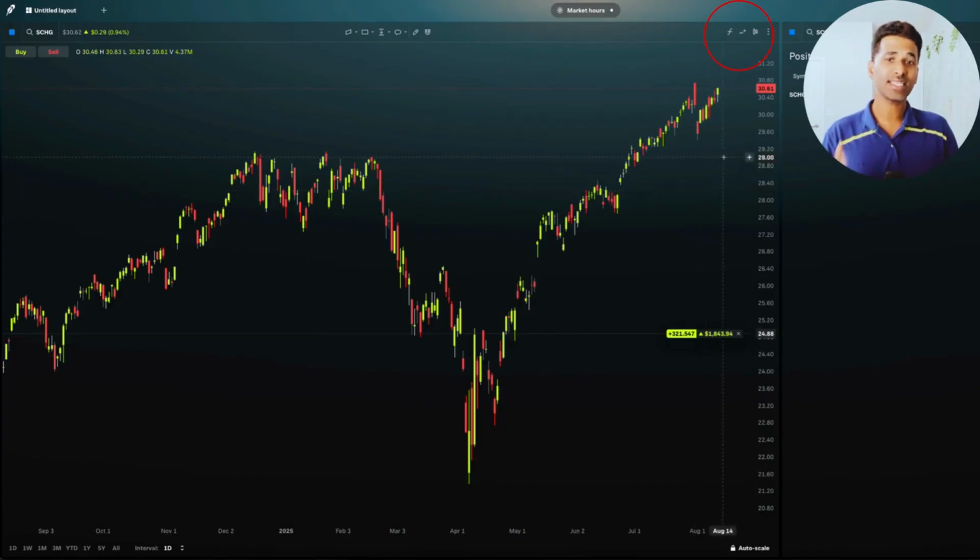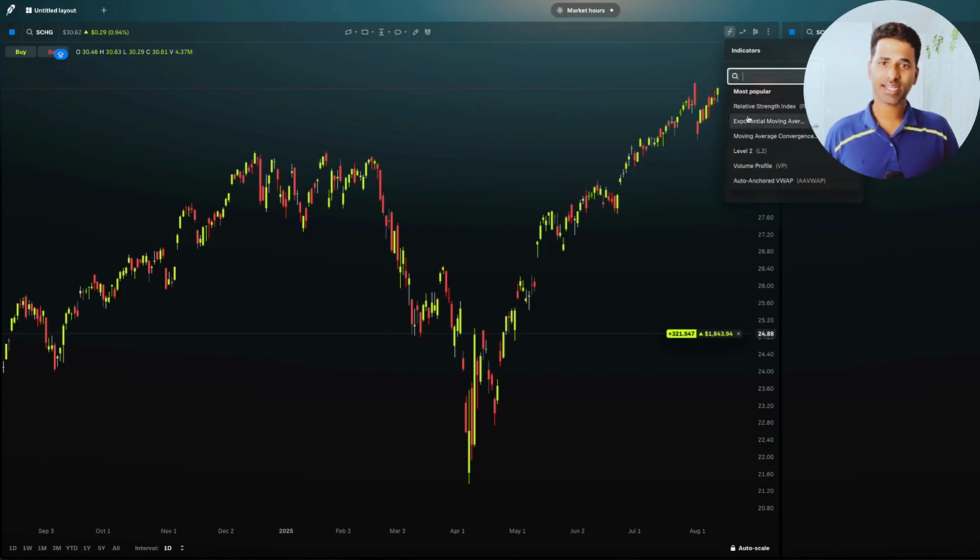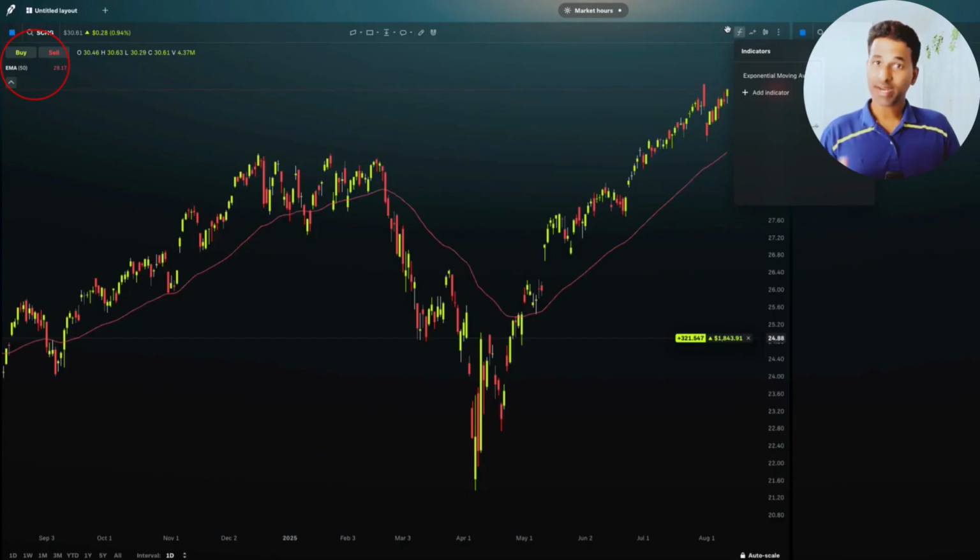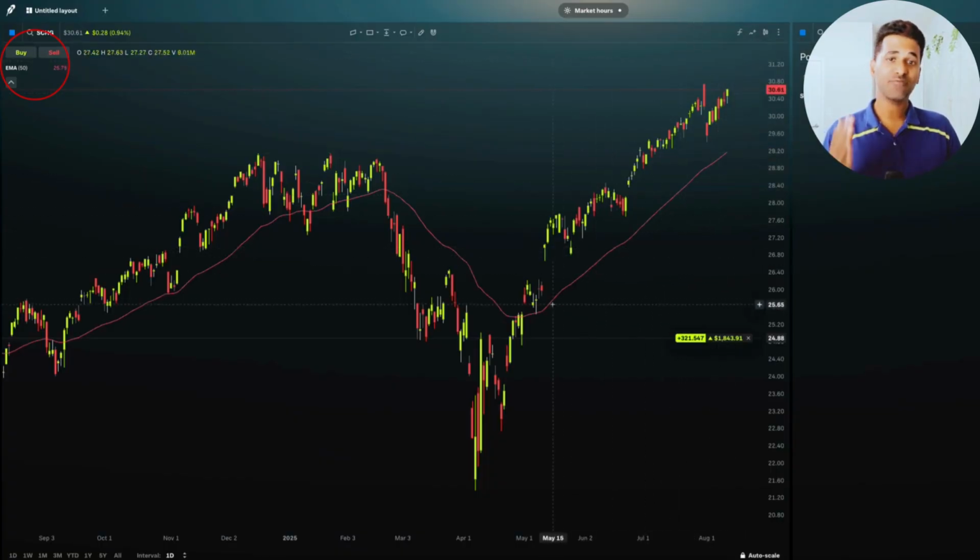Now let's add the exponential moving average, EMA in short. Click the F icon in the top right corner of your chart. This opens the indicators menu. Click add indicators and then choose exponential moving average. Click add. By default, Robinhood will add a 50-day EMA.